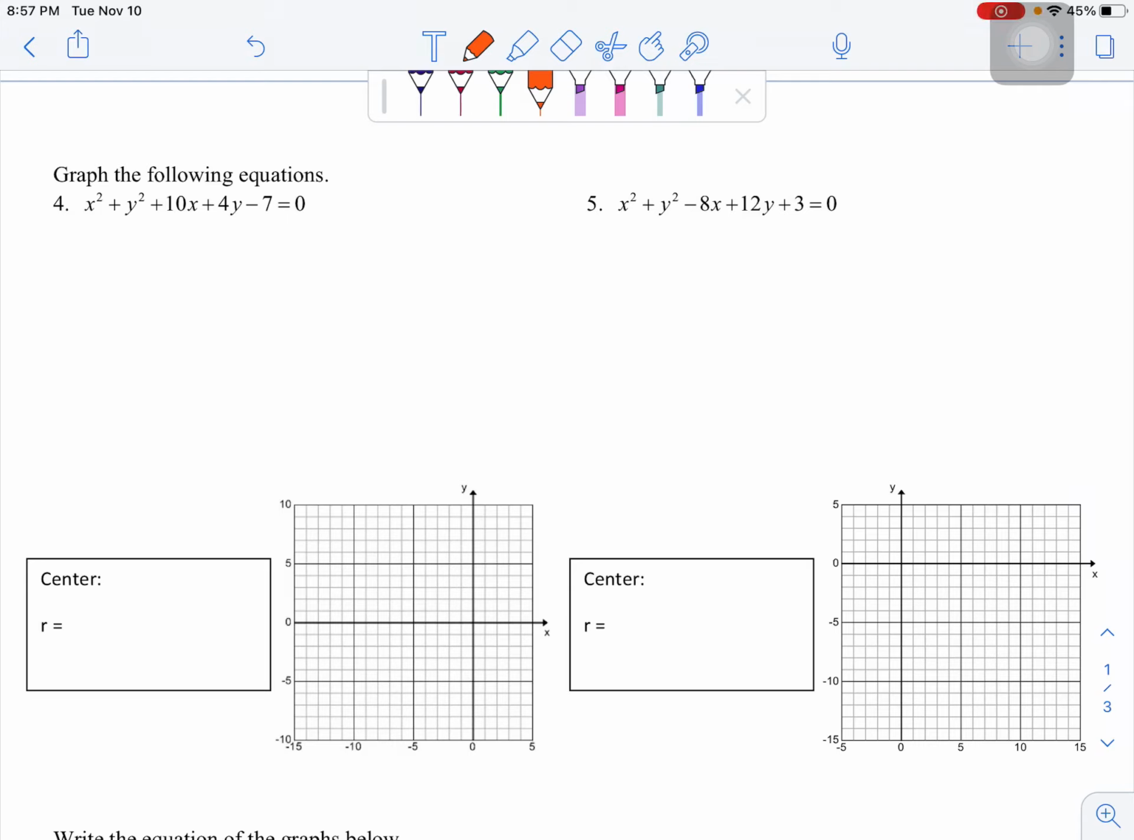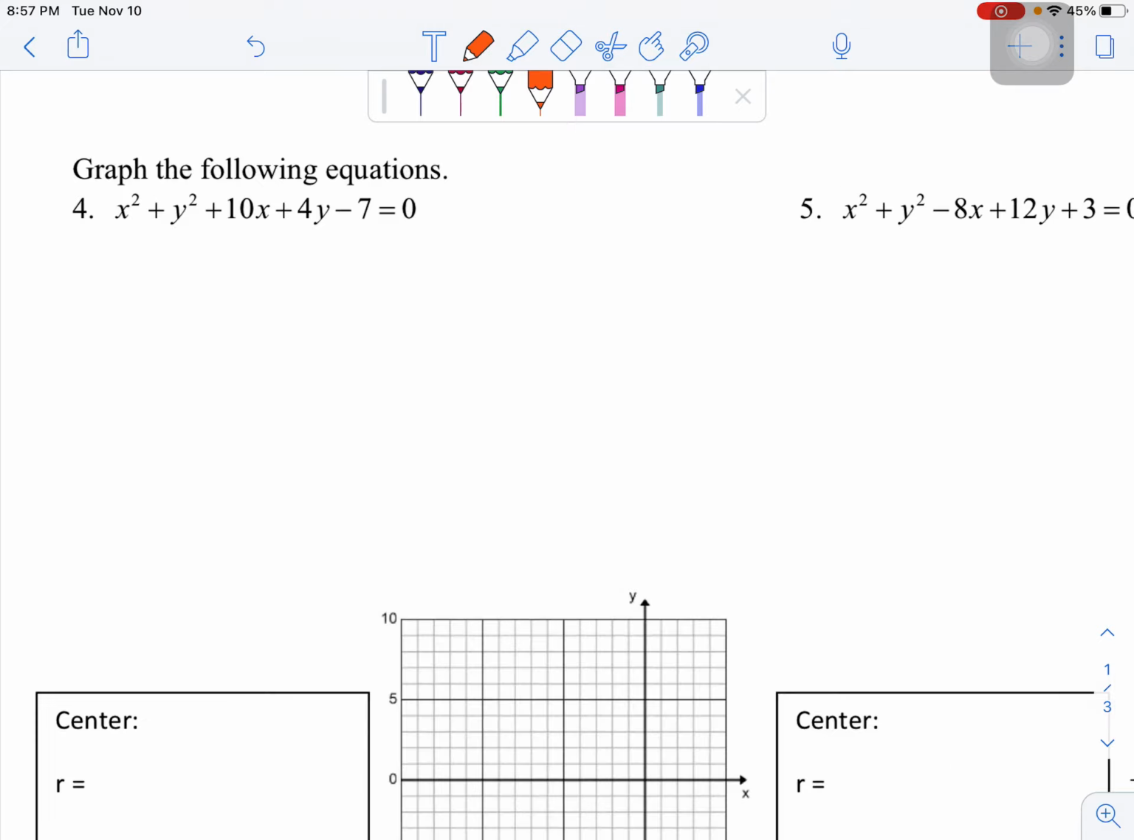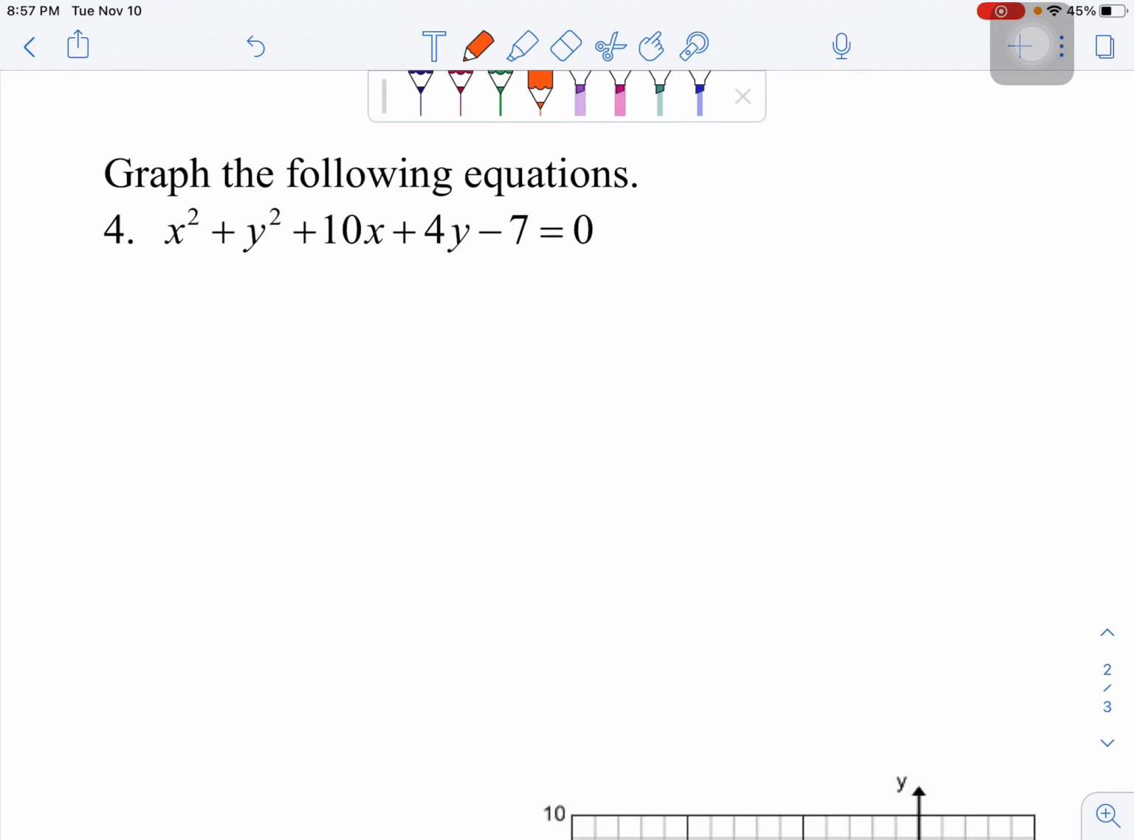So this is the second page of the circle notes for, I think, note sheet number 1. In the last video, I left off with completing the square to rewrite the general form into standard form. That's actually what we're going to pick up with right now with problem number 4 and problem number 5. So it's in general form right now for problem number 4, which is not terribly convenient to graph, all right?